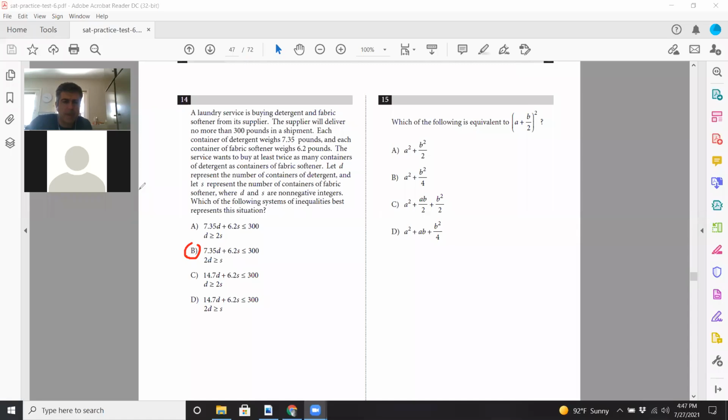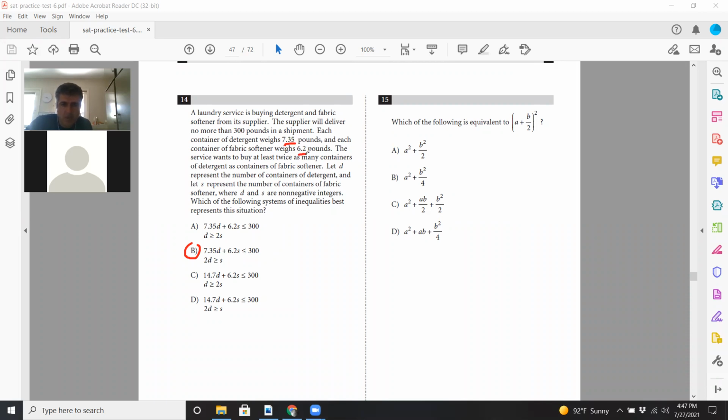Okay, we're resuming recording. The answer for 14 is going to be B. So if you read it carefully, the supplier delivers no more than 300 pounds. Okay, so you can't go over 300 pounds. And what are we delivering? Detergent and fabric softener. Each container of detergent weighs that much. Each container of fabric softener weighs that much.